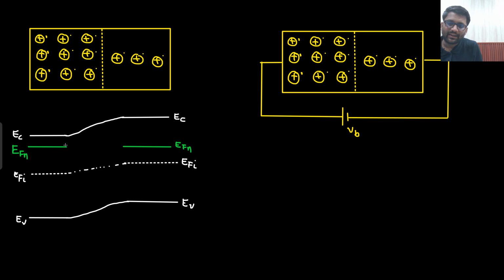Now if I apply an electric field which is in this direction, what do you think will happen now? If I am applying an electric field in this direction, what does that mean? Positive multiplied with negative means their energy would go down, and negative multiplied with negative, their energy would go up. So in the same diagram, what will happen?